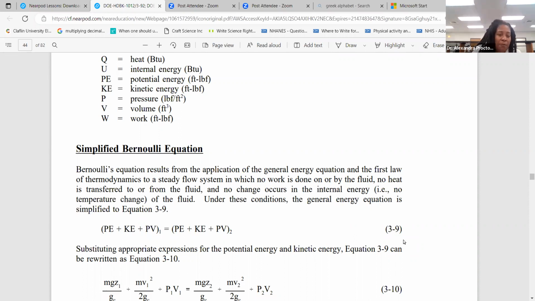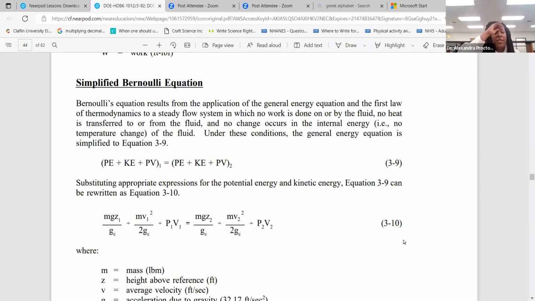Substituting in the appropriate expressions for potential and kinetic energy can help us rewrite this equation. So mgz1 over gc, so that's for potential energy, plus mv1 squared over 2gc, that's for kinetic energy, plus p1 v1 is equal to mgz2 over gc, plus mv2 squared over 2gc, plus p2 v2.